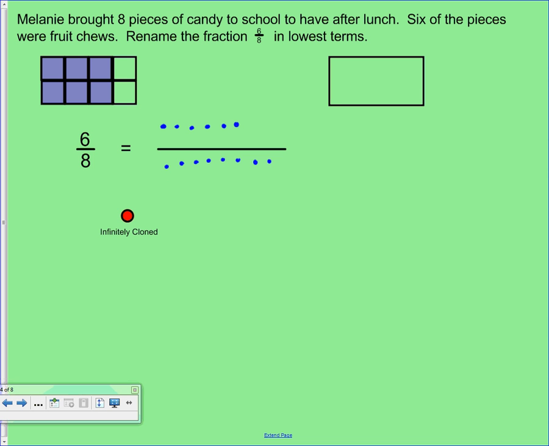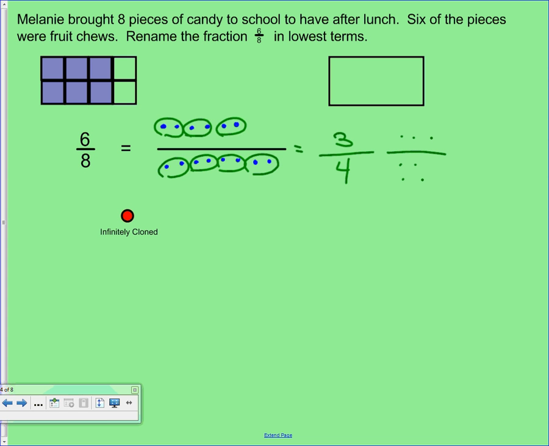So, gosh, okay, let's start thinking here. What could I make that's even with 6 and 8? I know just right off the bat 2. I know for sure 2. So if I make groups of 2, it's 3 groups of 2 on top and 4 groups of 2 on bottom. I've got 3 and 4. That's going to be my lowest terms, 3/4, because 1, 2, 3, 1, 2, 3, 4.